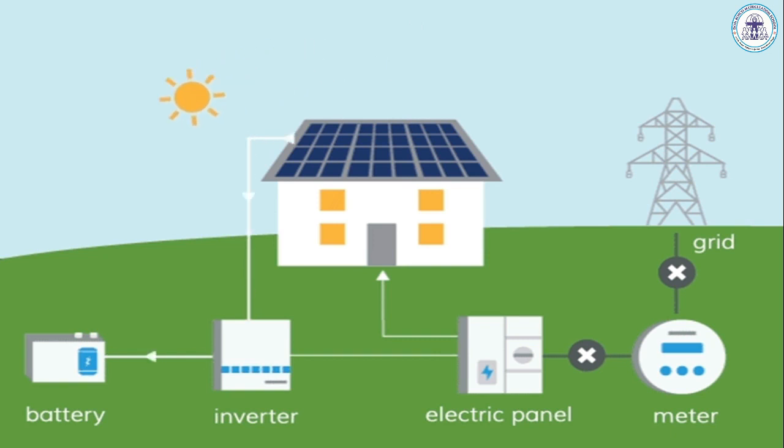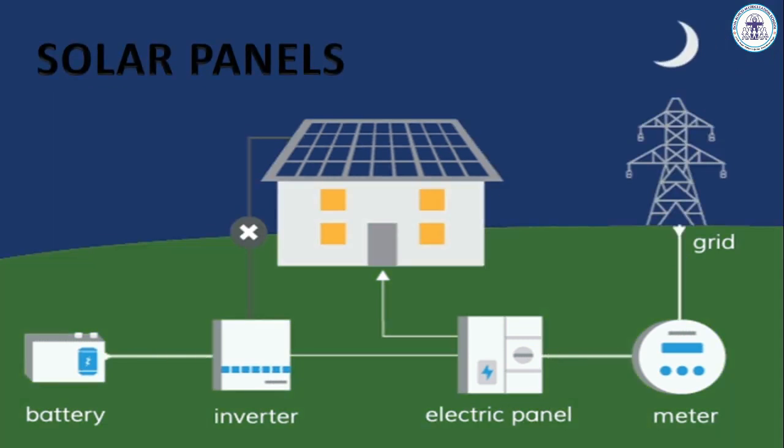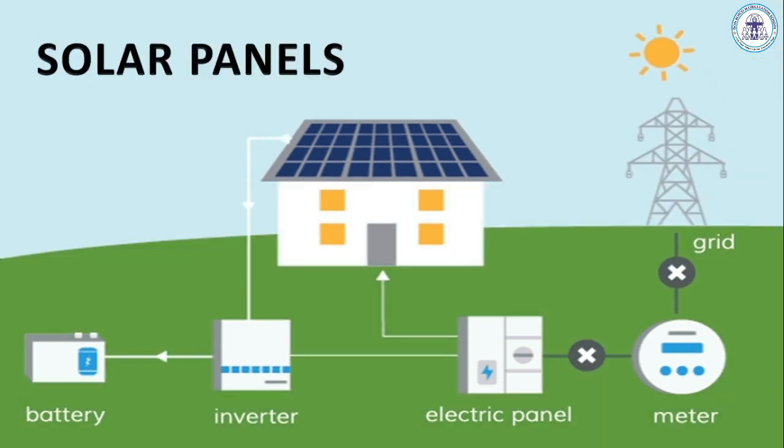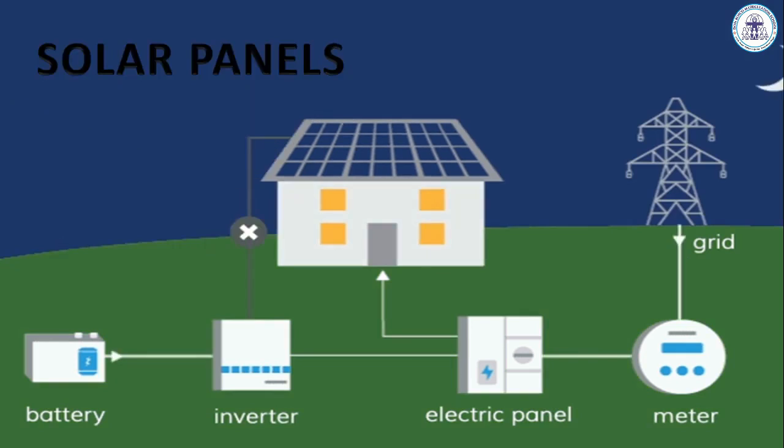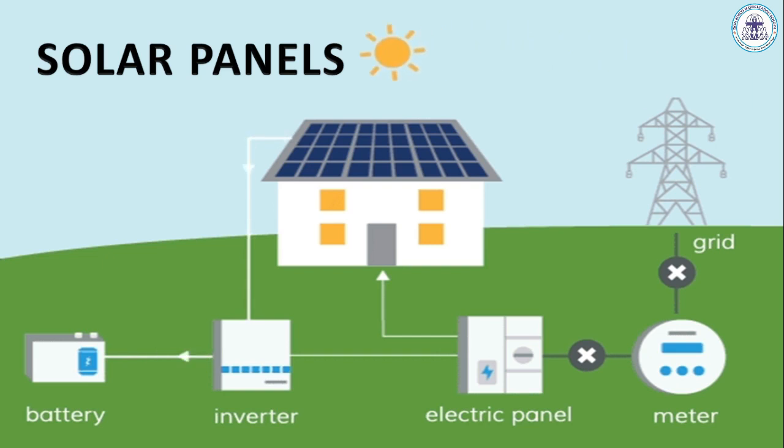Now, apart from these power stations, solar panels, which are prevalent in many places, are used to produce electricity. Solar panels are an arrangement of solar cells mounted in a frame and covered with glass. They are also known as solar PV modules or solar plates.